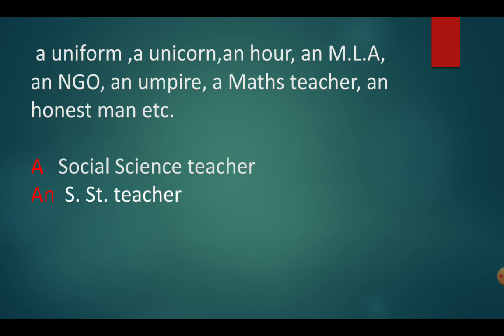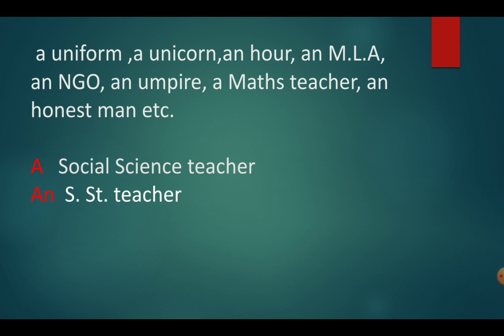So the first sound of hour is A, which is a vowel sound. And in uniform and unicorn, the first sound is U, which is not a vowel sound. That's why we use here a. Next example, an MLA. The word is starting with the alphabet M, but when we pronounce this word collectively, MLA, the first sound which comes from our throat is M, A. So again, this is a vowel sound. That's why we use here an.